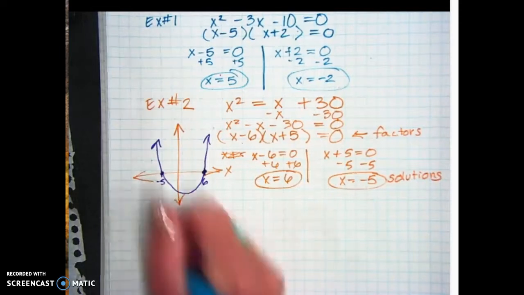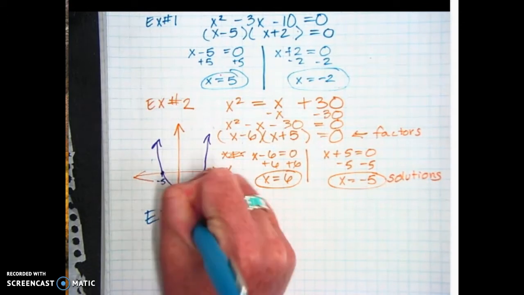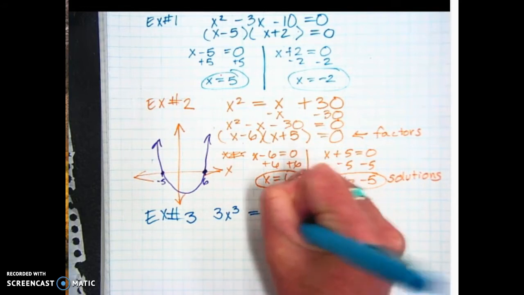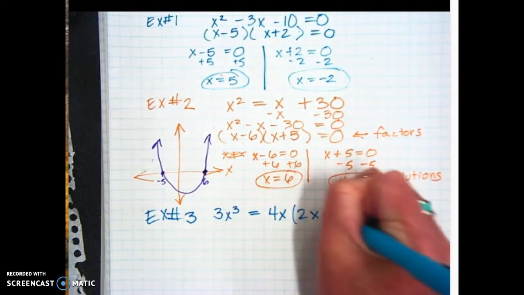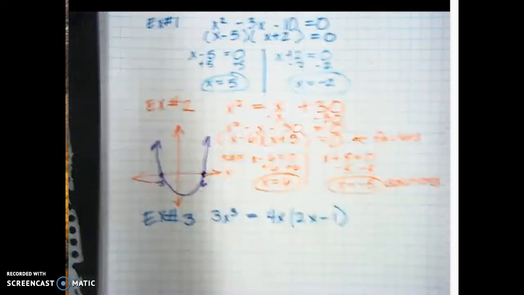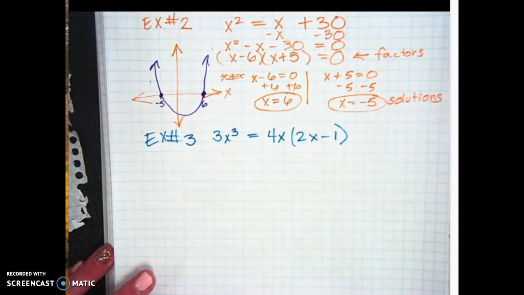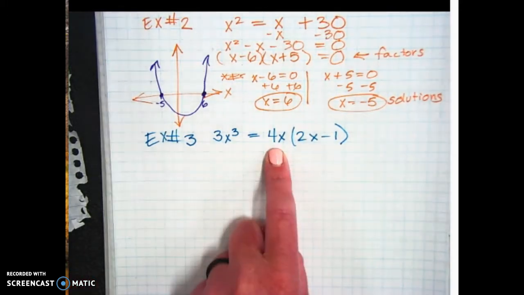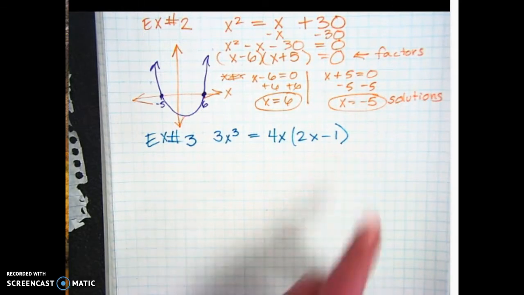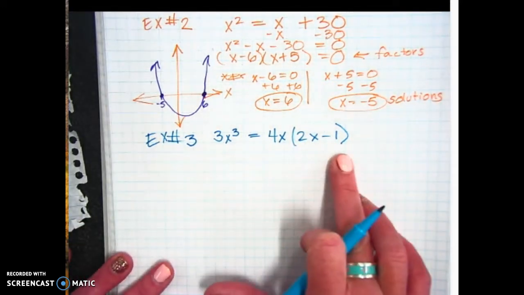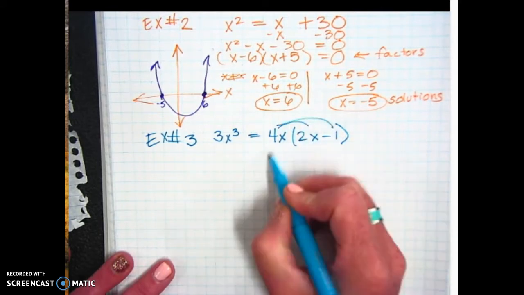All right, example number 3. We have 3x to the third power equal to 4x times the quantity 2x minus 1. Is it set equal to 0? No, clearly not. So we need to do some distributing over here and set it equal to 0. So let's do that first.